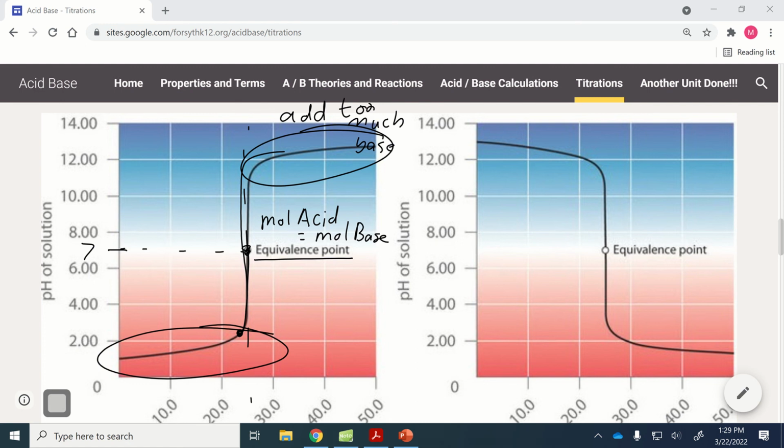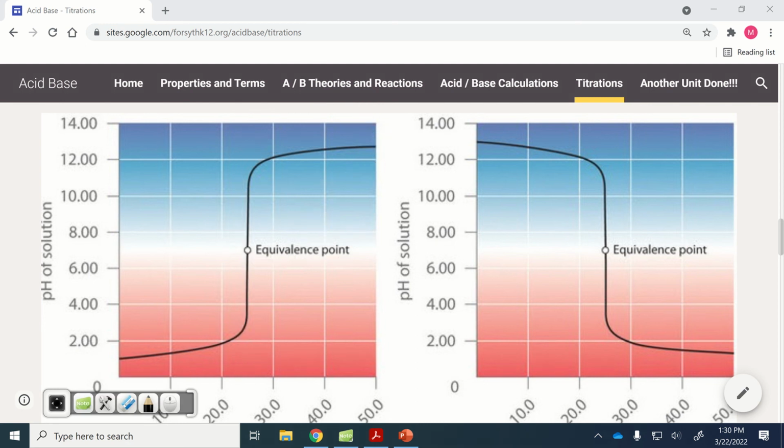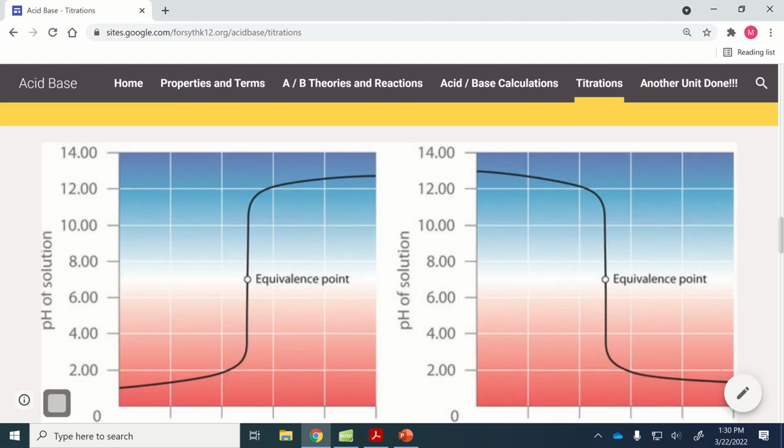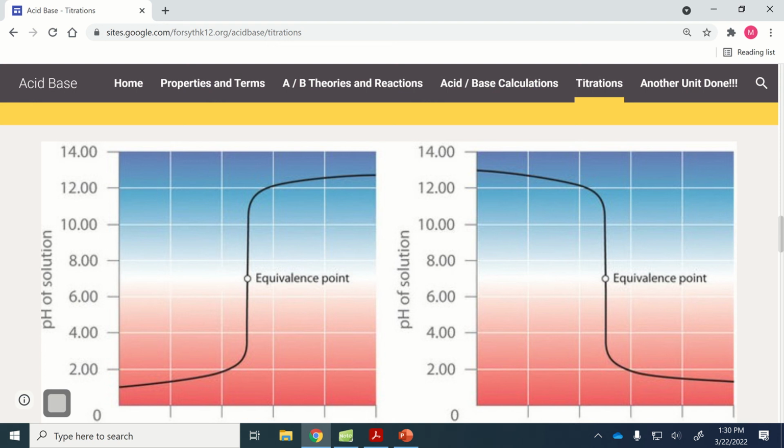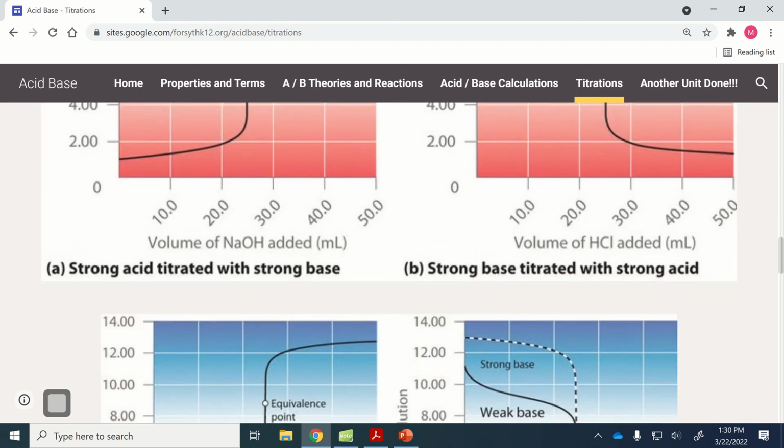The one on the right is the same exact deal, but you're now adding a strong acid to a strong base. So again, you can see those pictures. It's very much an S-shaped curve, is basically what we say. And you're going to see all of them are generally S-shaped. It's just where does that start? And for a strong acid or strong base, it starts really high or really low, and then there's a steep change when you're changing from acid to base, when it passes through the equivalence point.